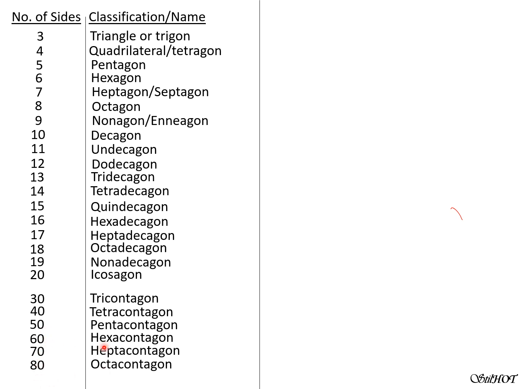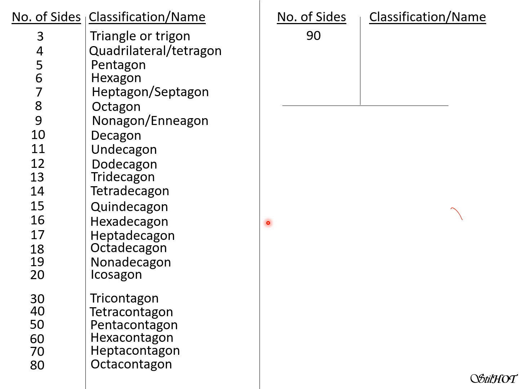If it is 90, I think it's called enneacontagon. So if it is 90, it's called enneacontagon.